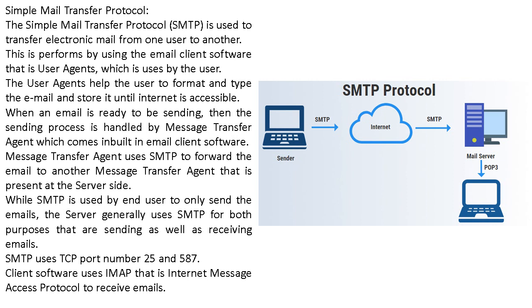The message transfer agent uses SMTP to forward the email to another message transfer agent present at the server side, while SMTP is used by the end user only to send emails. The server generally uses SMTP for both purposes, sending as well as receiving emails. SMTP uses TCP port numbers 25 and 587. Client software uses IMAP, that is Internet Message Access Protocol, to receive emails.